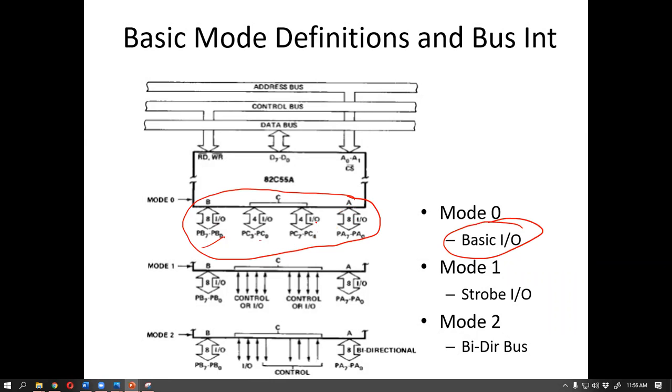Simple input or output, not input and output at a time. Only input or only output. Suppose this is port A, all are input. Or this is the input and this is the output. This is the simple basic input output, mode one. But mode one is the advanced part.